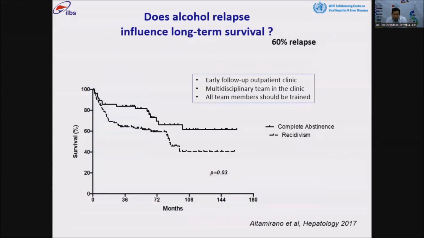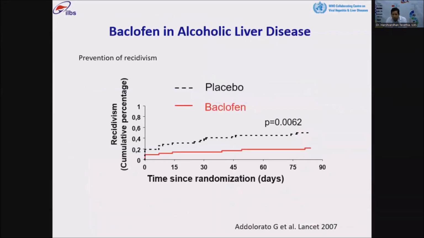AH is better. And does alcohol relapse influence long-term survival? Like I said, 60 to 70% relapse. And the moment they relapse, the problem is that the alcoholic liver disease may worsen. So hence, the follow-ups in a clinic, a multidisciplinary team, which includes psychosocial support and de-addiction, are extremely important, and all the team members have to be trained before we do that. Some of the drugs that you can give are Baclofen in alcoholic liver disease, but most importantly, a psychosocial support should be there.